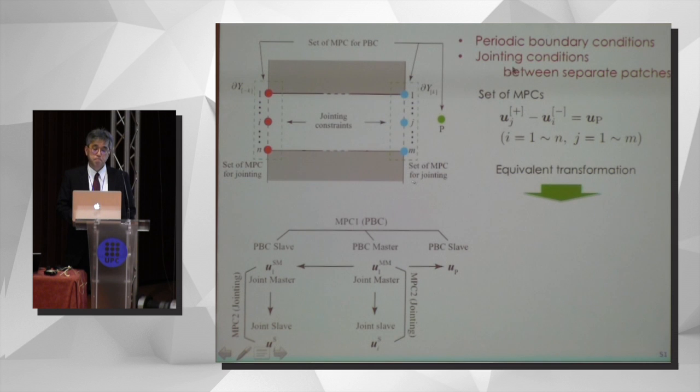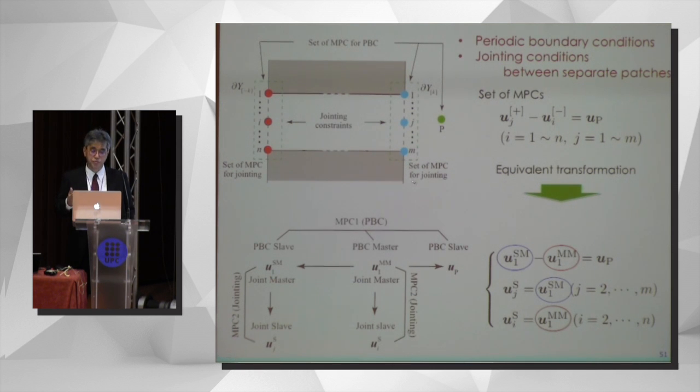However, we also have to impose a periodic boundary condition, and also the jointing condition between separate patches. This results in a set of multiple point constraints. Then applying the equivalent transformation, we have this set of multiple point constraint conditions for the periodic boundary condition and also the jointing condition. In the actual implementation of these constraint conditions, we may employ the master-slave technique as usual. Then both the master and slave control points for the multiple point constraint associated with the periodic boundary condition become the master control points for the jointing condition. So we have to employ the double multiple point condition in this case.